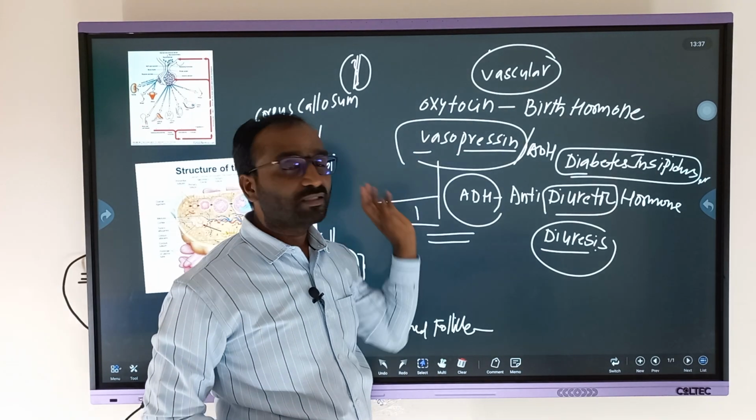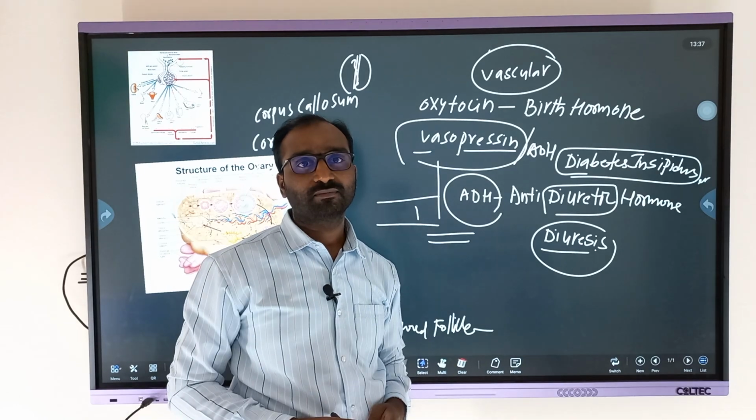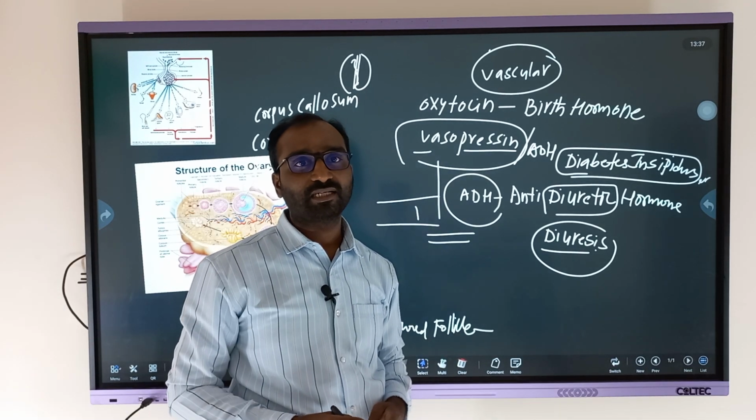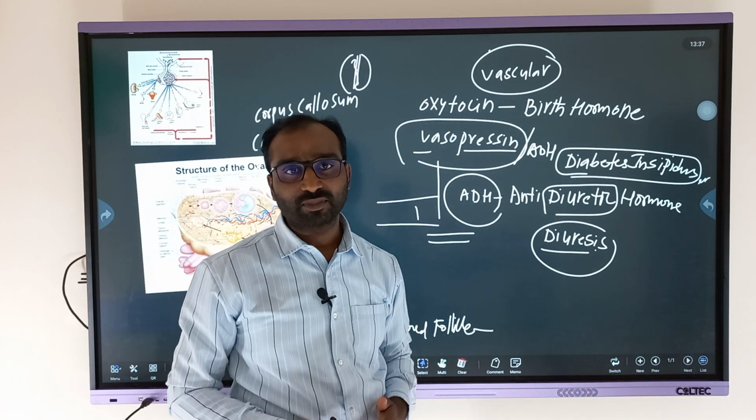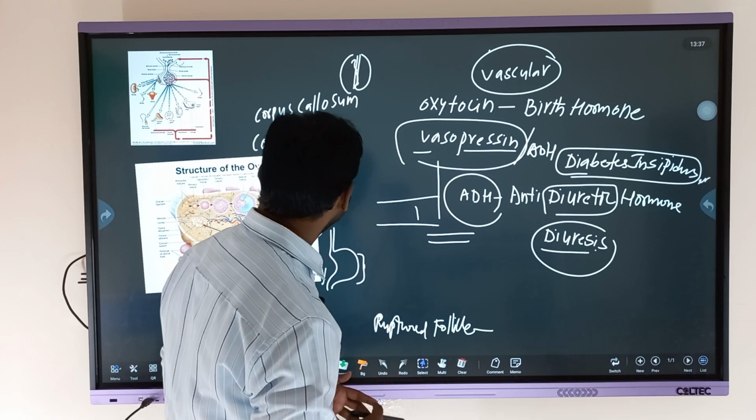So these are the set of hormones released from the pituitary gland along with the hypothalamus. Clear? Then the thyroid gland.